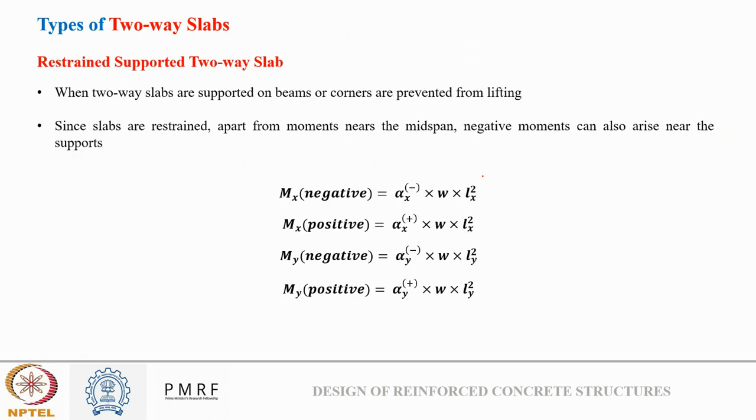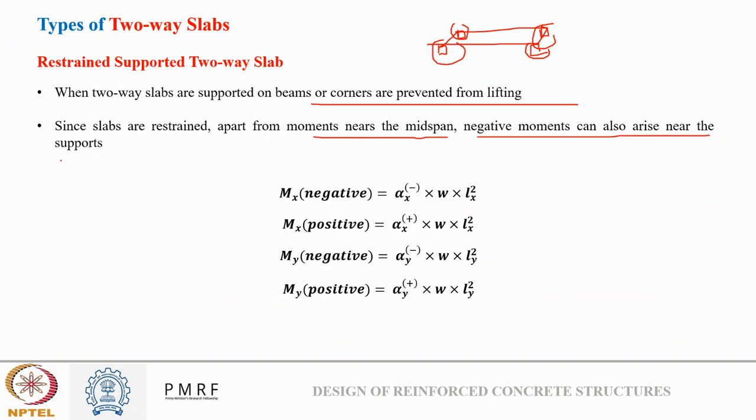And secondly, we have restrained supported two-way slab. These are slabs in which some corners, or all the corners, are restrained from lifting. Such slabs are known as restrained supported two-way slabs. Since the corners are prevented from lifting, there can be some torsional action at the corner, for which we also need to provide some reinforcement. Since slabs are restrained, apart from the moment near the midspan, there will be some negative moment that can also arise on the support.